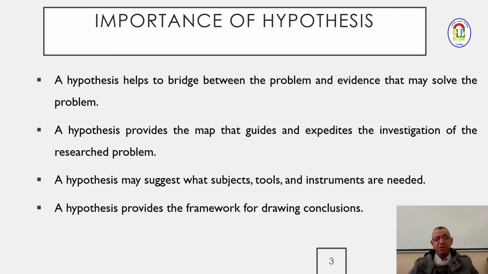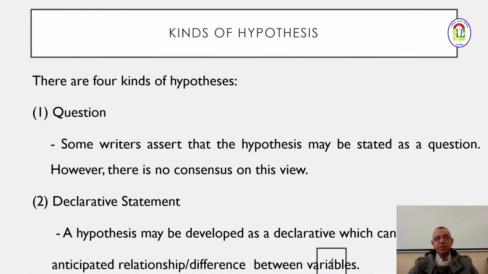Of course, also the importance of a hypothesis is that it provides the framework for drawing conclusions, and this we have explained before in the previous presentation. Now let's talk about the types of hypothesis. We have different kinds of hypotheses. Generally, in the literature, we state four types of hypothesis.